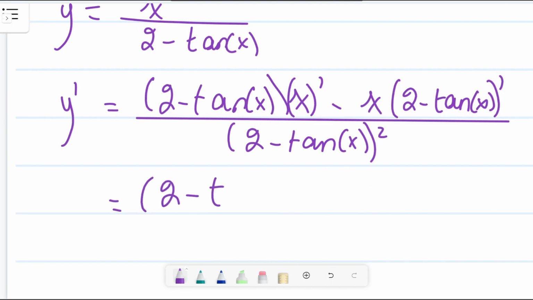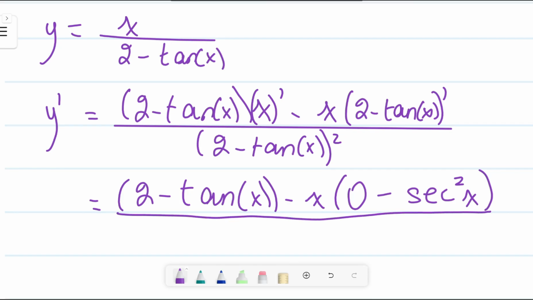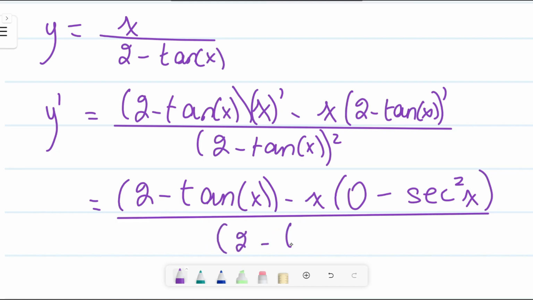So, let us find the missing derivatives. What's the derivative of x? This is x to the power of 1. The derivative of x is 1. Minus x. What's the derivative of 2 minus tan x? Let's start with 2. 2 is a constant, so the derivative is 0. Minus, what's the derivative of tan x? It is secant squared of x. All of this divided by 2 minus tan of x all squared.